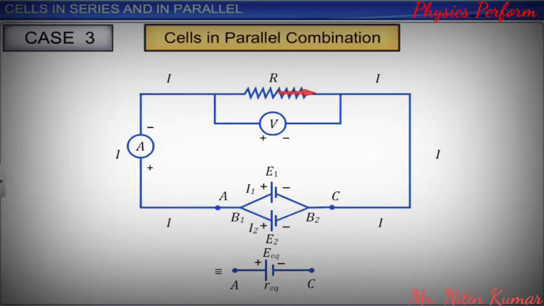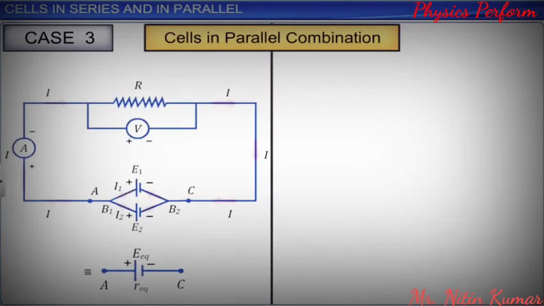At any point in a circuit, the total charge flowing in must be equal to the total charge flowing out. So, at junction point B1, we can write I is equal to I1 plus I2. Let this be equation 1. VB1 is the potential at point B1. VB2 is the potential at point B2.